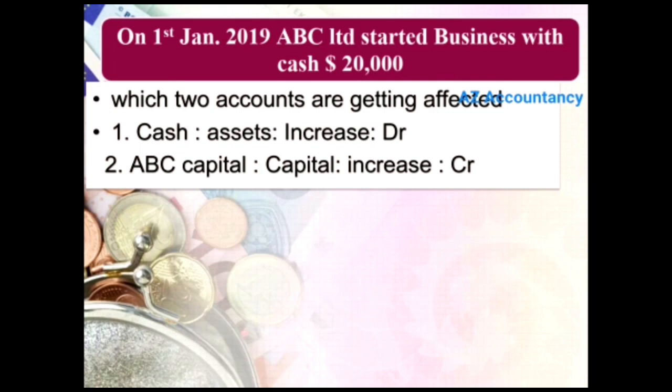Second phase of our analysis is to make linkage of these identified accounts with 5 accounts I told you before. Cash belongs to asset, and third step, asset is getting increase in the business because cash is coming in. So any increase of asset should be debited. And secondly, capital belongs to owner's equity, or capital account. It is also increasing, so any increase of capital should be credited. So we finally made our journal entry.